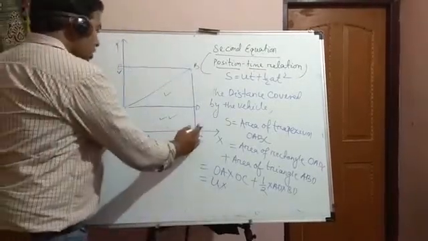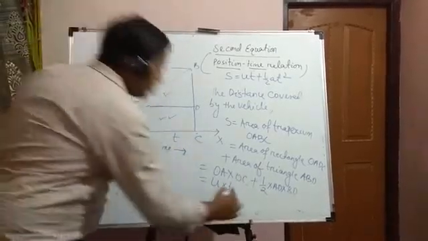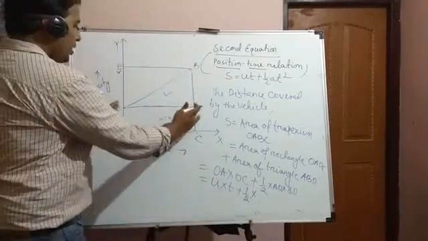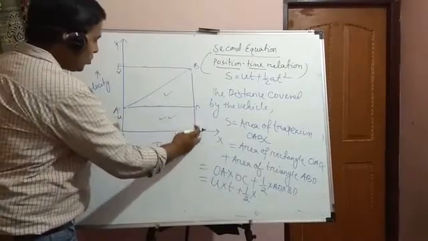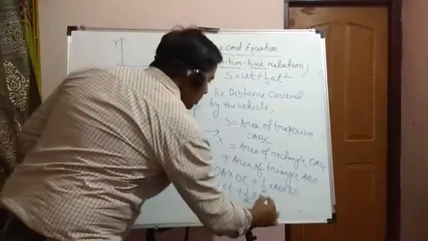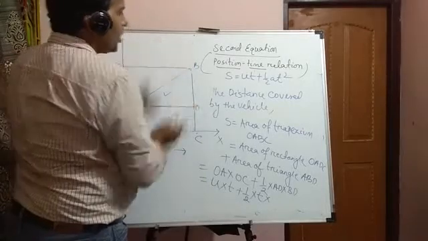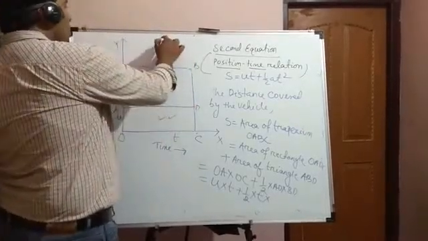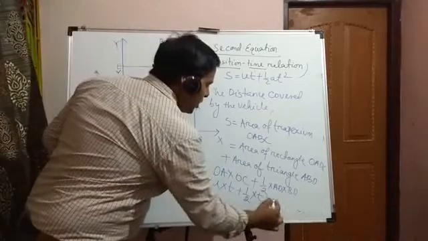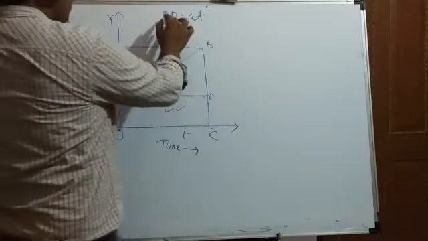OC is the time taken T, so we can write T plus half AD is equal to OC. AD is equal to OC, so in place of AD we can write OC, that is T. In place of BD, from the first equation of motion we already know that BD is equal to 80. So in place of BD we can write 80.